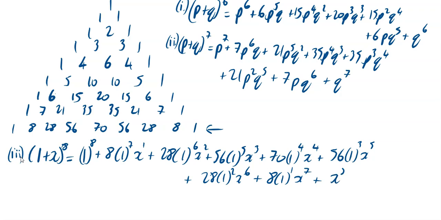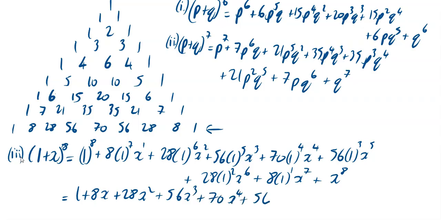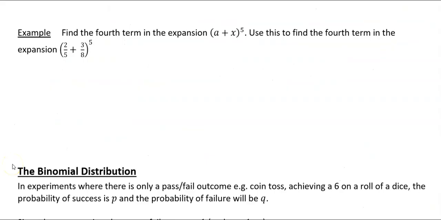And then you've got your x to the power of 8 term. Now in this one we need to tidy up. Not a lot of tidying up to do in this one because 1 to the power of anything is just going to be 1. So really you just have 1 plus 8x plus 28x squared plus 56x cubed plus 70x to the 4 plus 56x to the 5 plus 28x to the 6 plus 8x to the 7 plus x to the 8, and that is it done.